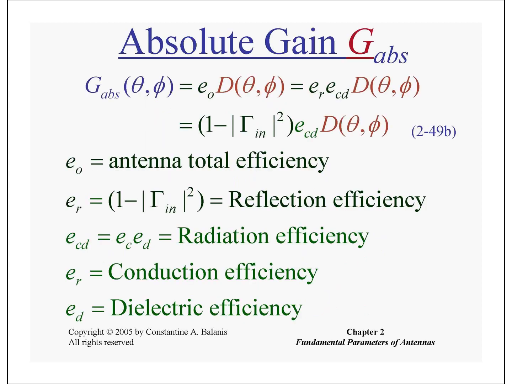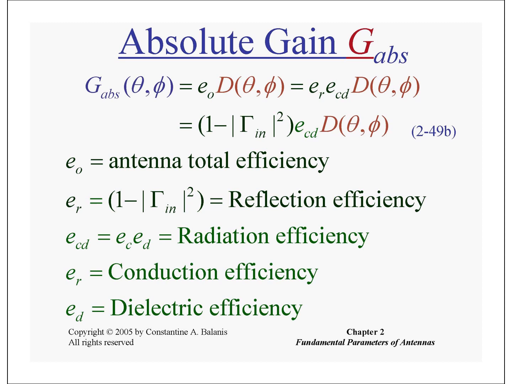Now that was the formula for the maximum gain, without considering the losses at the input. The losses within the structure were only considered in the previous gain. But we know that there are also losses at the input if the antenna is not matched to the feed line. So in that case, we will not take the radiation efficiency, but we will consider the total efficiency. Okay, so that gain will be called absolute gain.